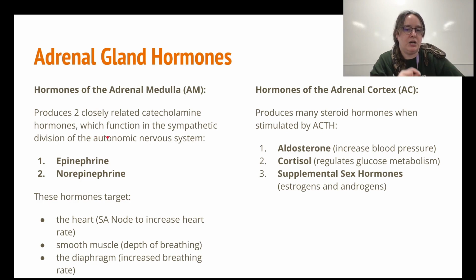These very much function with your sympathetic division of your autonomic nervous system, so your fight or flight. So say zombies are coming at you and you're going, oh God, zombies. That puts you into your fight or flight. And what that does is you start pumping out epinephrine and norepinephrine, which is, again, adrenaline. So this is where the adrenaline in your body comes from. Notice the name adrenaline is similar to adrenal. So these hormones target the SA node to increase your heart rate, your smooth muscle, and your diaphragm, so that you can breathe deeper and get more oxygen in because you're running away from a threat, or a car's coming at you and you go, ah, and then you run out of the way, hopefully not getting hit.